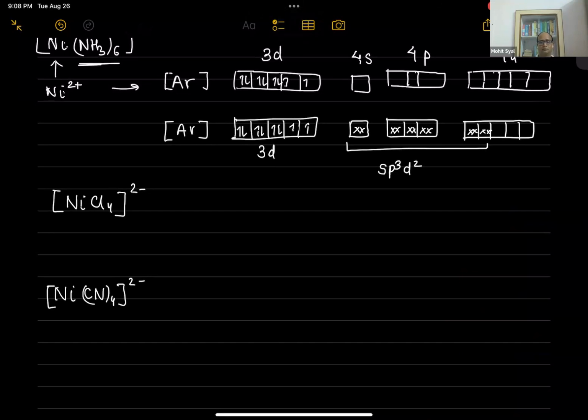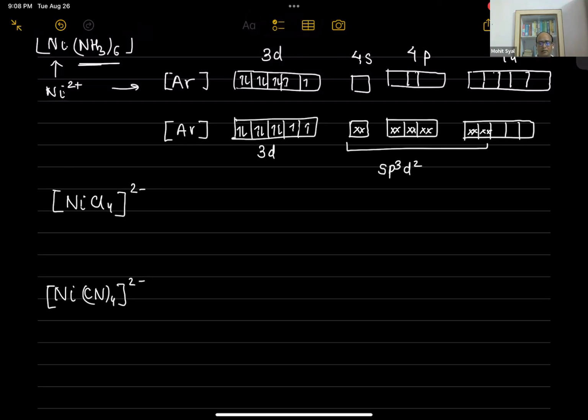Plus 2. What will be the electronic configuration of Ni plus 2? Nickel is the 28th element. So 28 means 8 in 3d and 2 in 4s. And because it is plus 2, you need to remove the 2 electrons from the 4s. Got it?